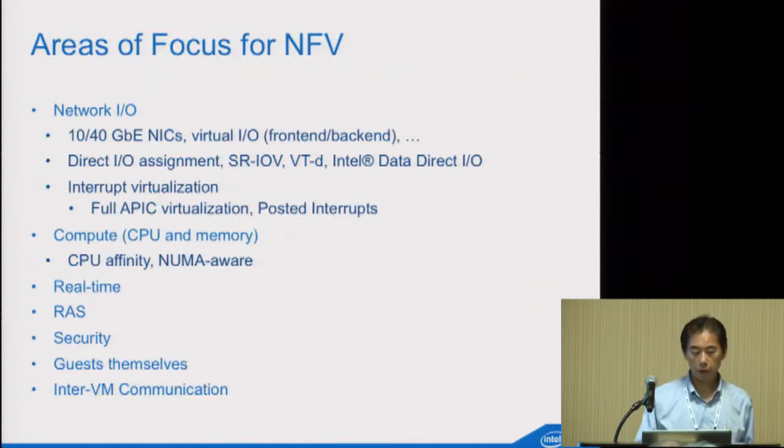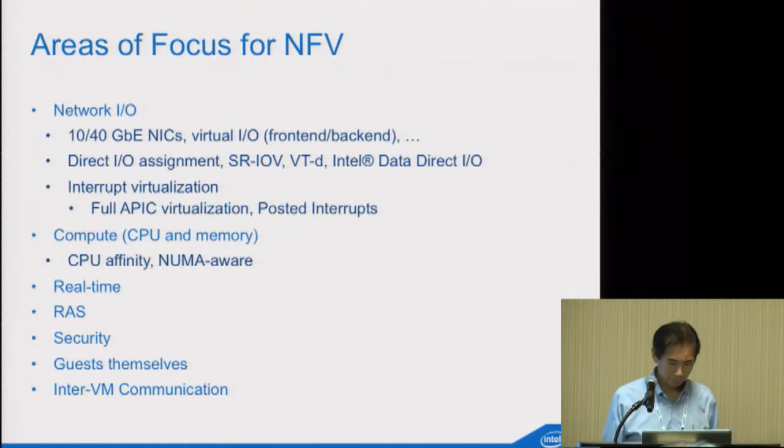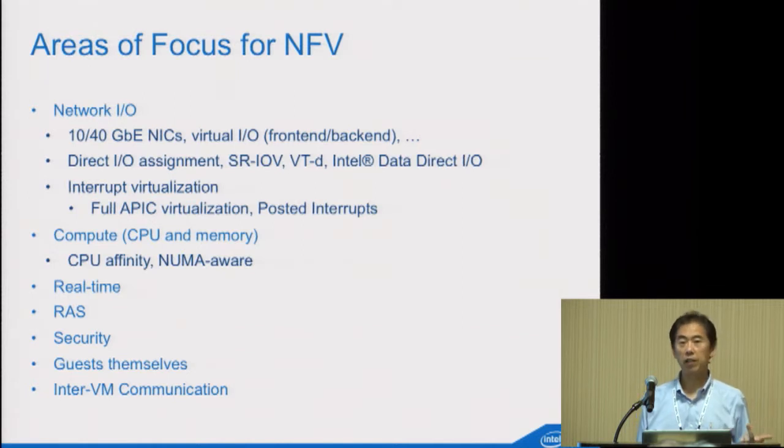I'll talk more about those. So in terms of supporting NFV, those are the areas we need to take a look at. First of all, obviously network I/O. Like I said, 10 gig, 40 gig, and direct I/O. If we use a PV driver, sometimes it's hard to get very high performance.